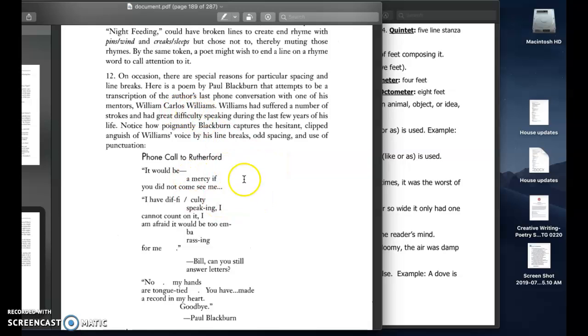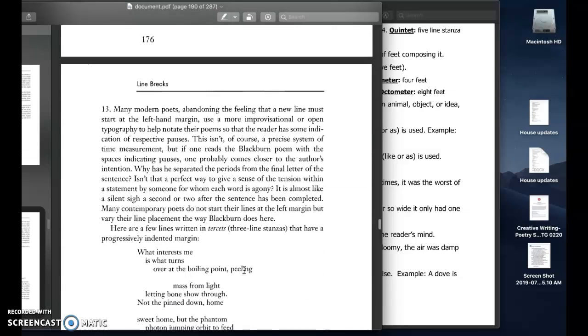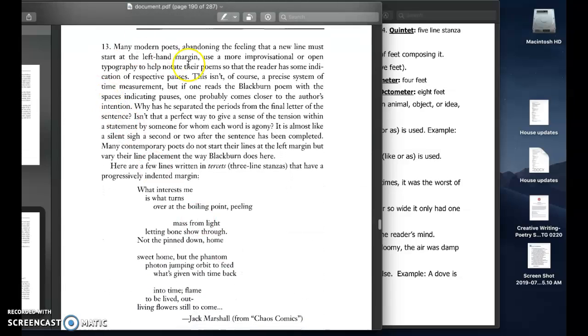So in this, you can see and learn that Williams had a number of different strokes, and he had a hard time speaking in his last few years of his life, and that's how it's reflected in the poem here. It's a very cool kind of conception to come up with. A lot of modern poets are using way more different types of improvisation and typography and different ways of expressing themselves in poetry. A lot of it is sometimes unconventional, with a mixing of some traditional patterns.